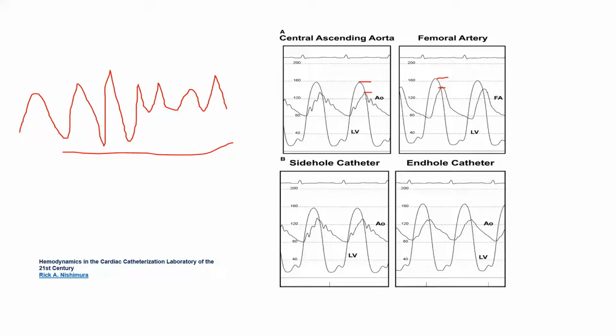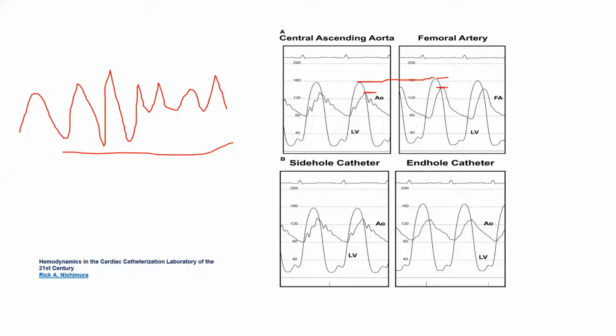Because the peak aortic pressure, or the peak femoral pressure, is more. There is no difference in this part. This is LV. But the difference here is in the aortic versus femoral. The femoral peak systolic pressure is more than the central aortic peak pressure. Why is that? Because the peripheral resistance is more and the vessels became narrower and thicker.